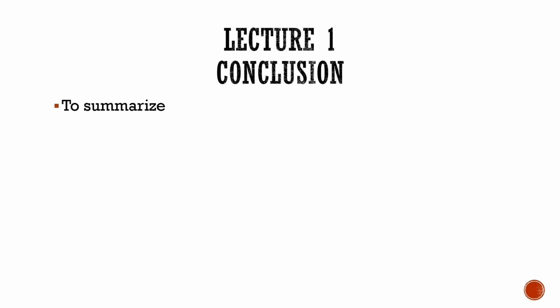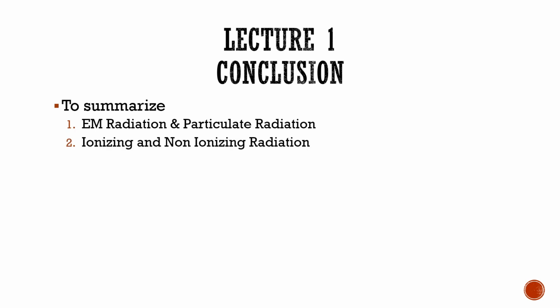To summarize what was covered, we first spoke about electromagnetic radiation versus particulate radiation. So to differentiate quickly, electromagnetic radiation can be described as energy being transferred via waves or as packets of energy called photons. Whereas particulate radiation are those subatomic particles such as protons or electrons, and those typically have a mass associated with it.